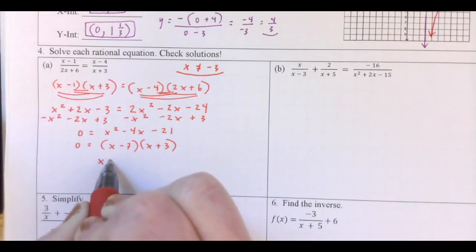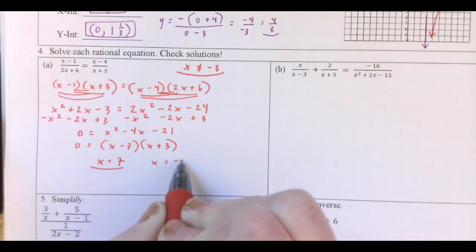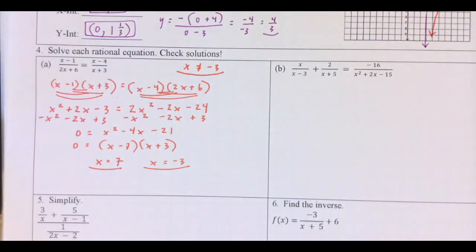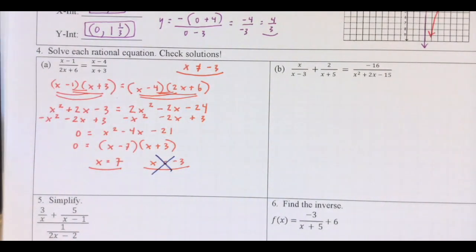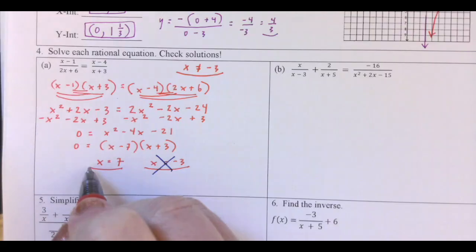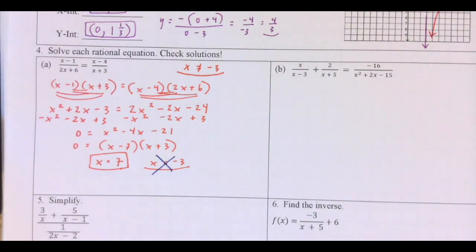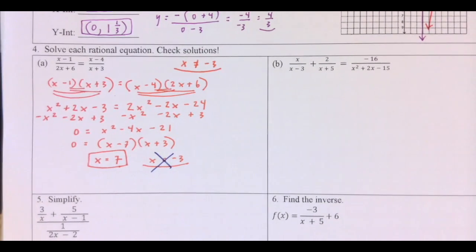Okay, so my two possibilities: x could be 7, x could be -3. But go back to that domain restriction that we saw early on, and we see that it can't actually be -3, or it would make the denominator equal to 0, which makes the whole thing undefined. So the only solution that works is x equals 7.